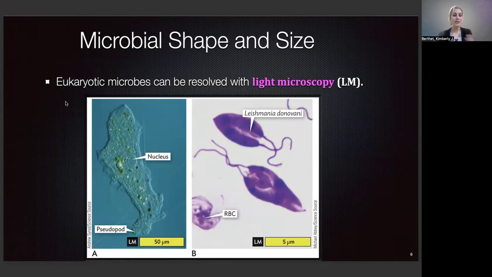organisms. Here we can see an amoeba on the left, and we can see these pseudopods. This is an unstained sample on the left, visualized through light microscopy. On the right, we can see a stained microorganism, and that's why it has that purple pigmentation. There's actually a red blood cell there as well. So we have this eukaryotic organism and a red blood cell. So they're quite a bit different in sizes that we're seeing here.